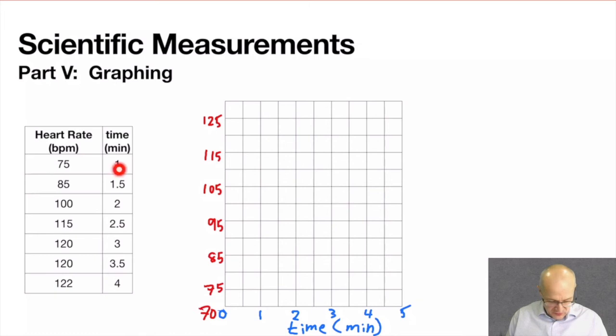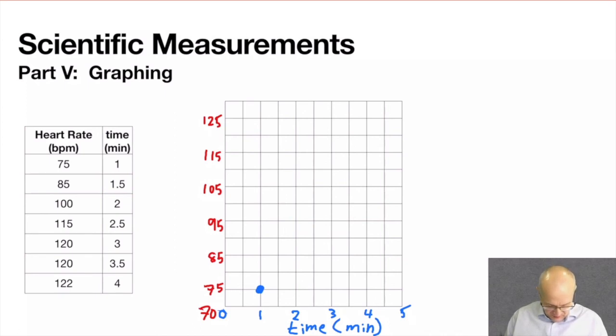So let's graph the first minute. At time 1 minute, we have 75 heartbeats. So let's take a pen, make it, how about magenta? So time 1 minute, go up the line, find 75. 75 is right there. So we need to put a dot right there. There we go. I made it fairly big so you can see it on the video. You can make yours a little smaller.